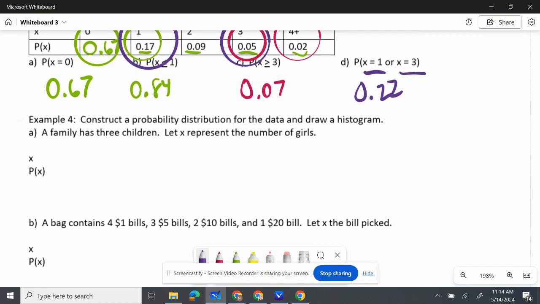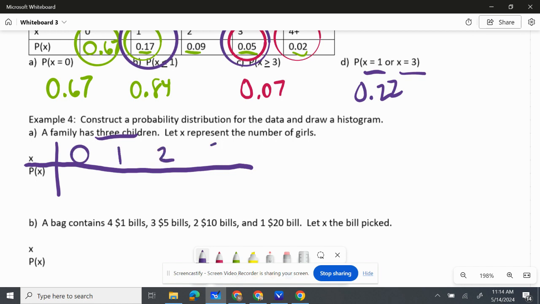Now for example 4, we have to construct our own probability distribution. It says a family has 3 children. X represents the number of girls. Since it's 3 children, it could be 0 girls, 1 girl, 2 girls, or 3 girls, because it's up to 3 children. So the probability of 0 girls means boy, boy, boy. And we're going to assume that the probability of a boy or a girl is a half. So getting all boys would be 1/2 times 1/2 times 1/2, which is 1/8.